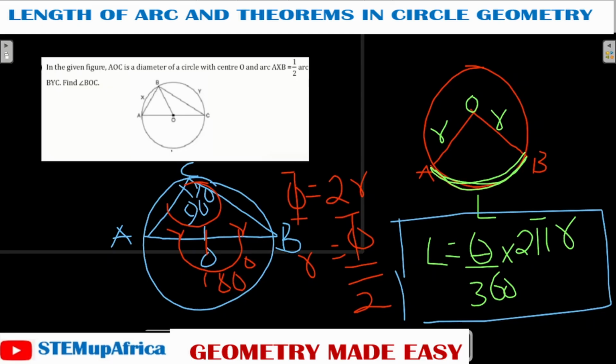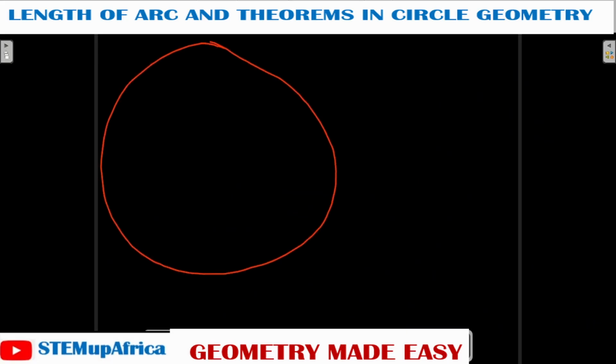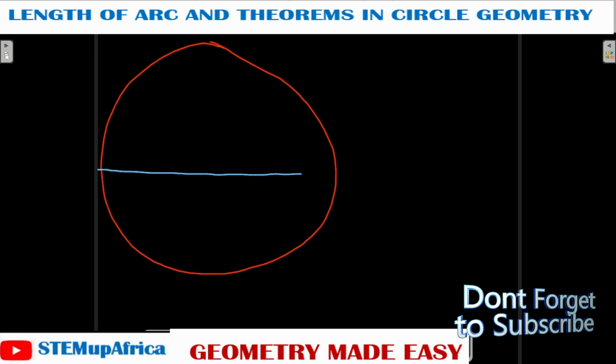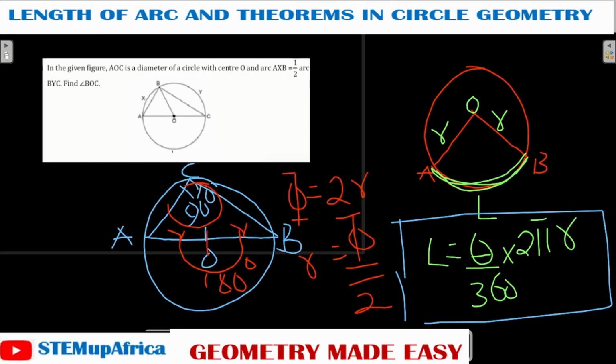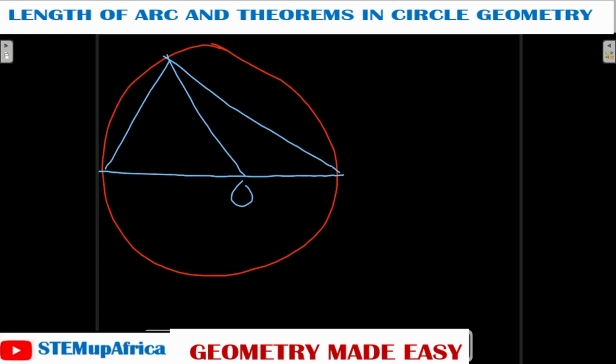So I need to redraw the diagram and put the missing data that are not included in the question. Let's see how it goes. So let me redraw the diagram. Now this is the diagram. We have a line here, a point here, a point here, and a point here. And we are told here is center O. Then here is point A, C, and B.